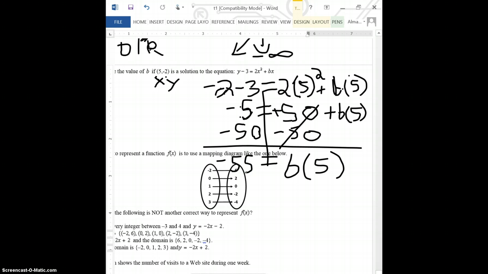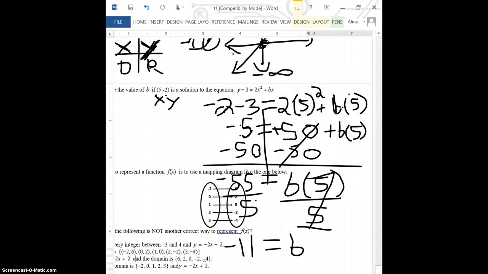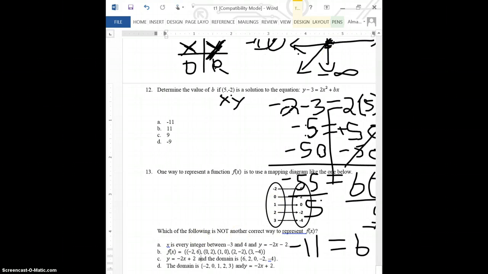My b is being multiplied times the 5. It's outside the parentheses. So I'm going to divide by 5. I'm going to do the opposite of multiplying by 5. And I'm left with b equals negative 11. So my answer is A, negative 11.